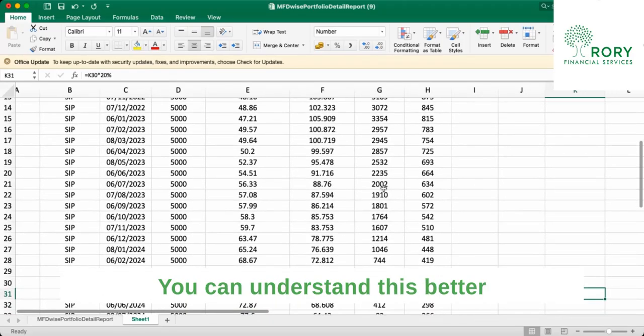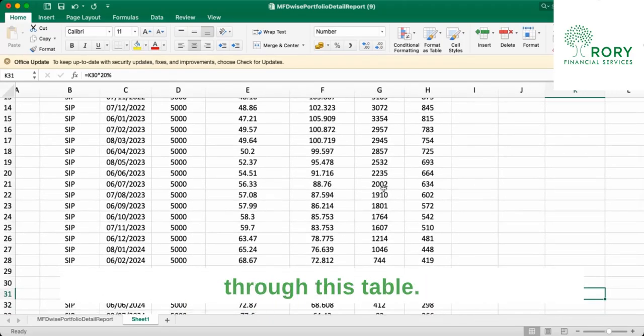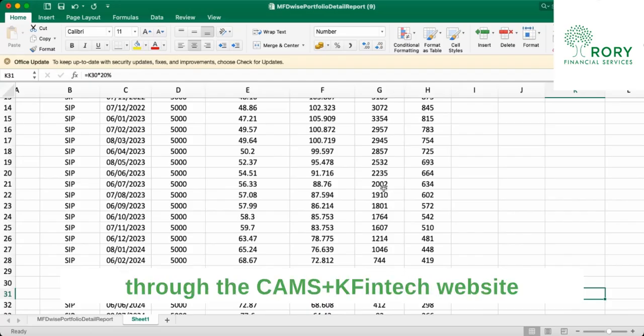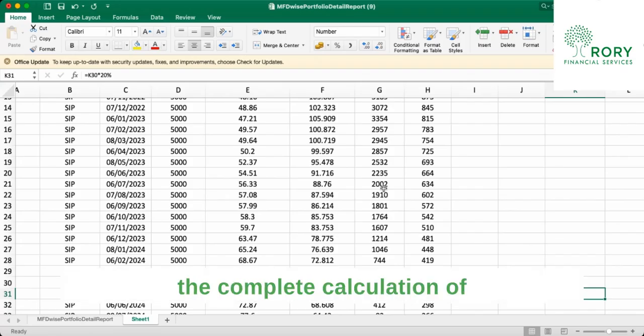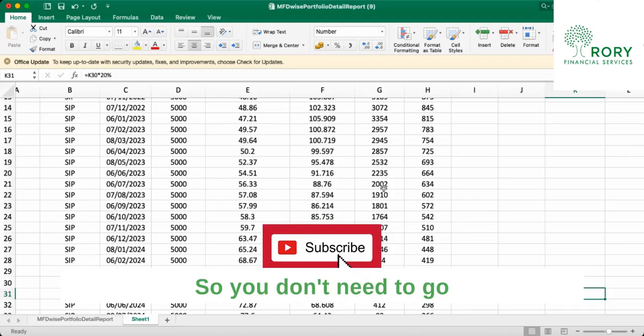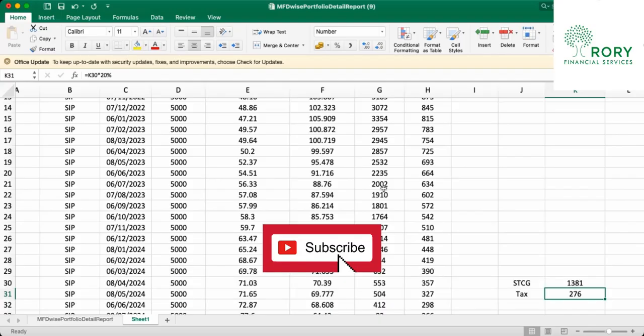So you can understand this better through this table. When you apply for your statement of capital gains, you can do this easily through the CAMS plus KFinTech website. Then you will get the complete calculation of long term capital gains and of short term capital gains. You'll get it consolidated as well as fund wise. So you don't need to go and make this table and then break it down. But I thought this would help you to understand the logic behind the calculation.